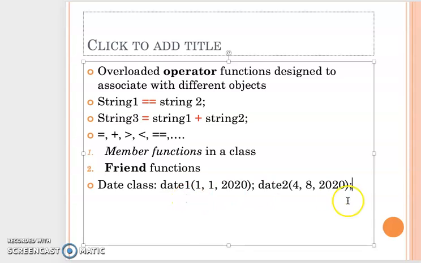So how can we compare these two objects? Can I compare date 1 equal to date 2? Can I compare date 1 greater than date 2 or not? Right, actually you can.